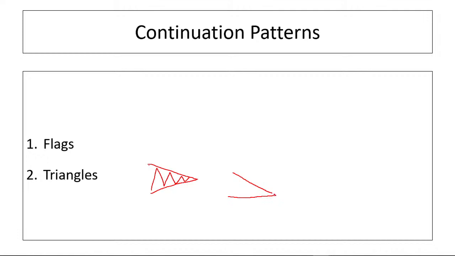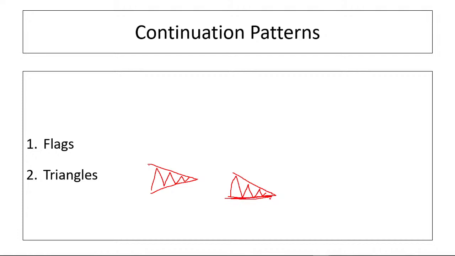Where the two lines intersect. But in this case, with a descending triangle, you have a level of support. However, that level of support is accompanied by a pattern of lower highs. So the buyers, the bulls, are holding this level nicely.